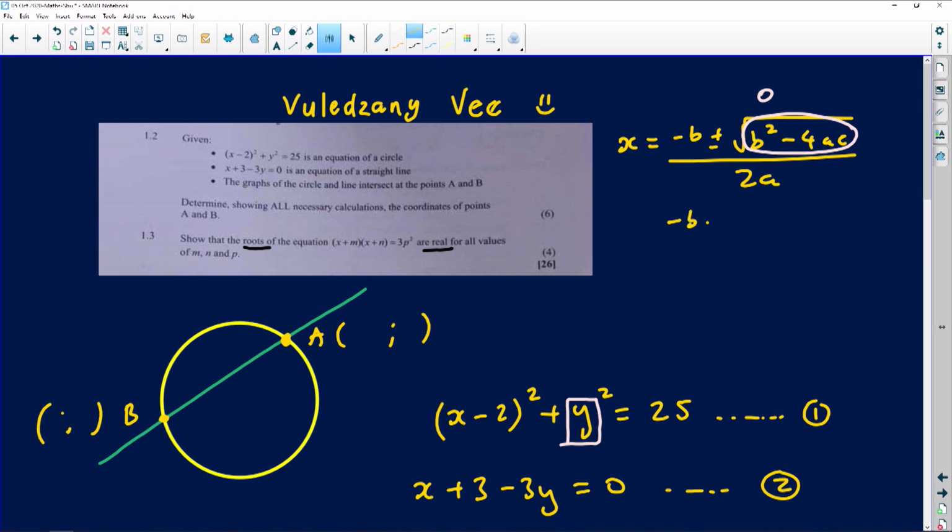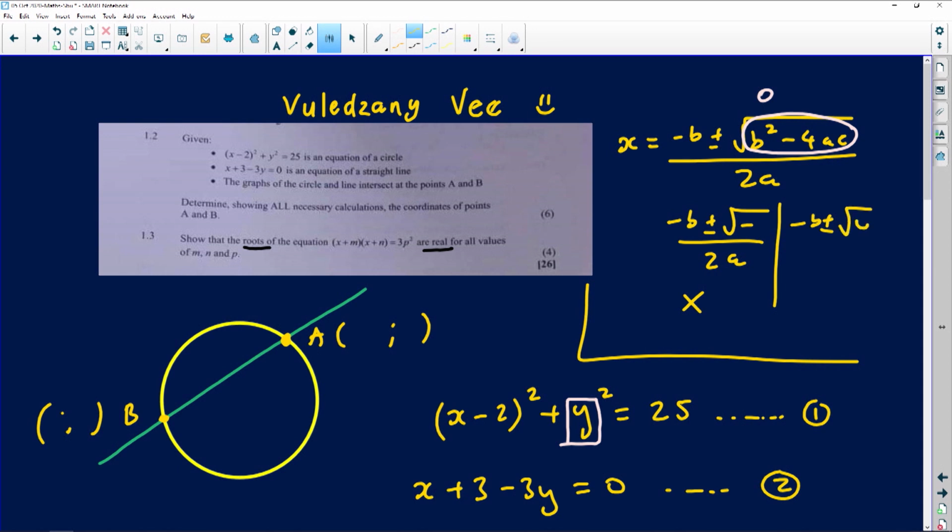You can get negative b plus minus the square root of something that is negative, over 2a. I promise you, in that case, you will not get a solution, because the square root of a negative is non-real. Or you can get negative b plus minus the square root of 0 over 2a. Now, adding a 0 and subtracting a 0 is not changing anything, so you're going to get two equal roots.